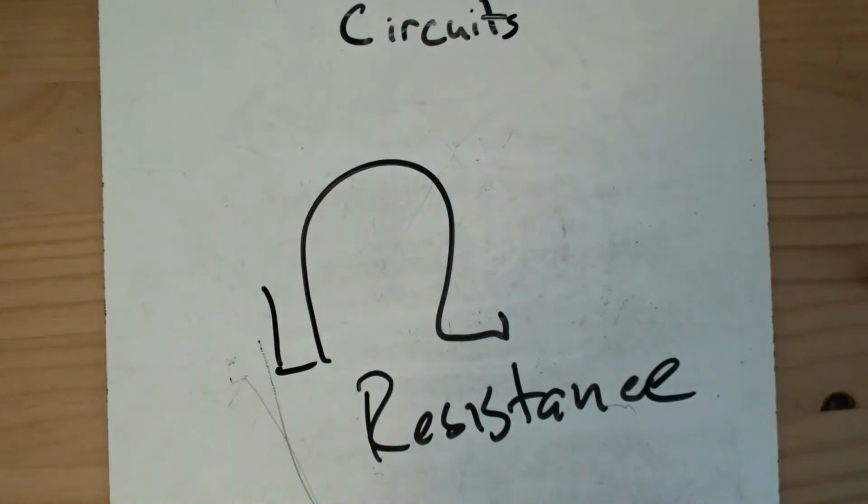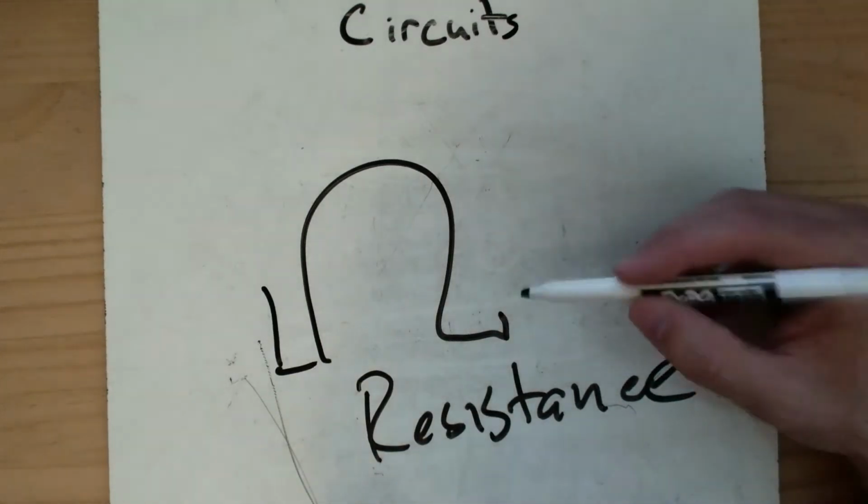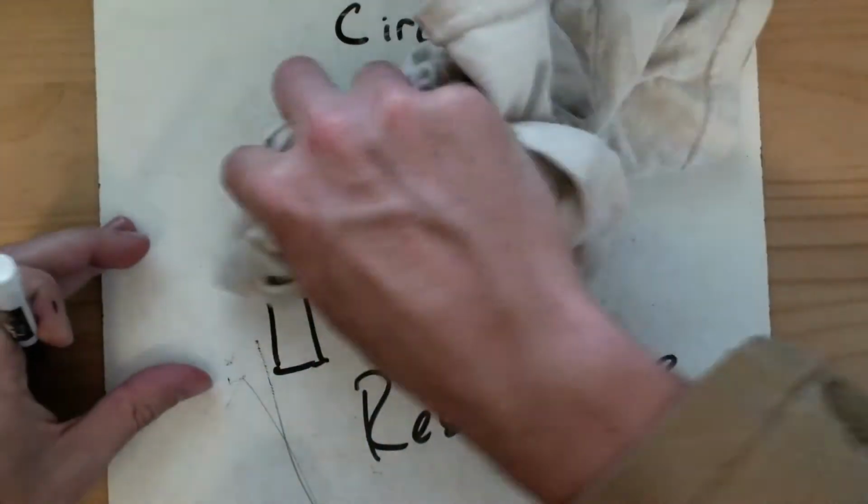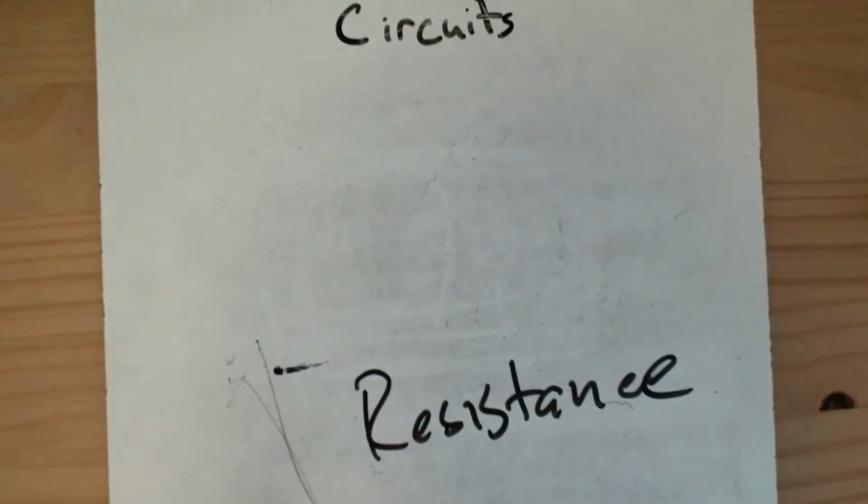Resistance is just like friction in real life. Resistance is a circuit's opposition to electrical flow. It's trying to slow the electrons down as it goes. And I just realized that this is really utterly poorly drawn. Let me try that one more time.